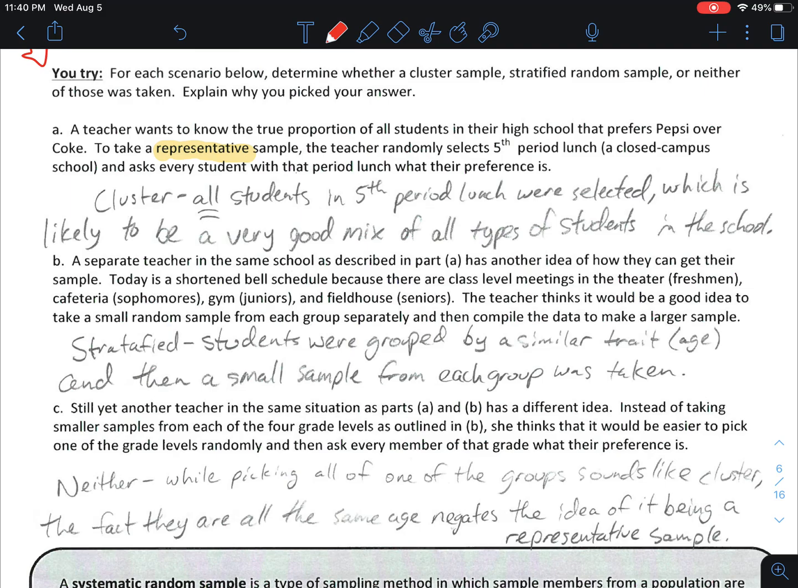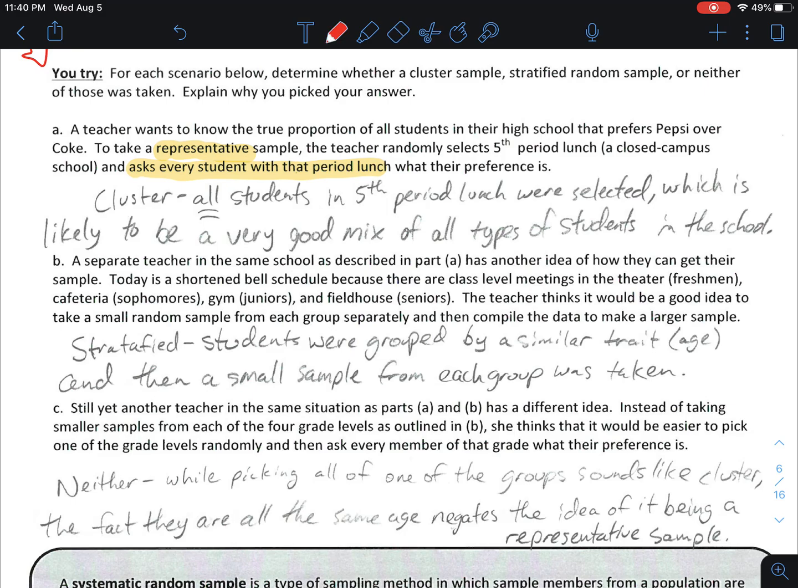So 5th period lunch versus 4th period lunch versus 6th period lunch, each of those is considered a cluster for a couple reasons. One, the students in terms of this context are a good mix of students in terms of their answers, right? Even if, quite honestly, they're all seniors, even if there's some common trait among them, in terms of this question, it's likely that they're not going to all have the same opinion, okay? So that's a good mix. And then their proximity to each other. You just go to that 5th period lunch and you ask everybody right there, okay? And that is another reason why it is cluster, is they asked every student with that period lunch. So that is a definite giveaway that this is a cluster, okay?